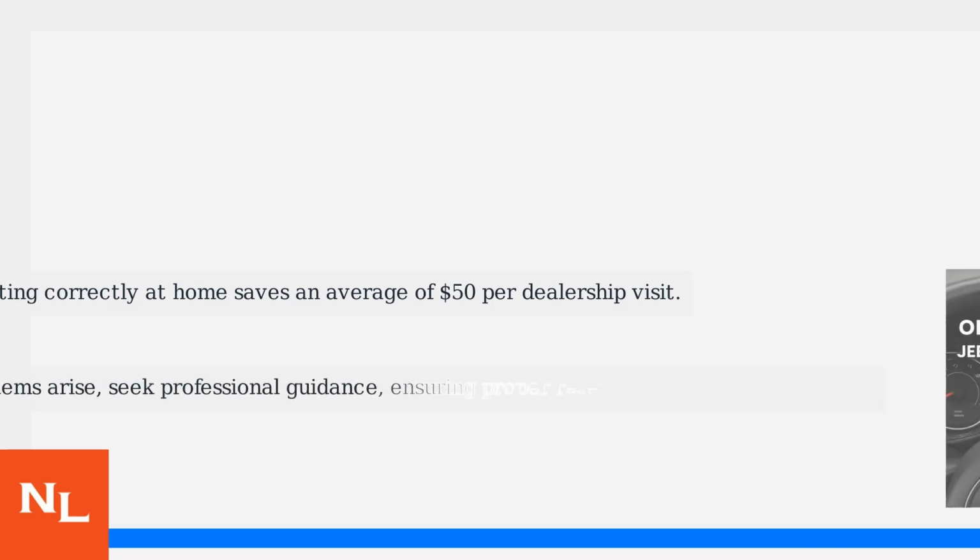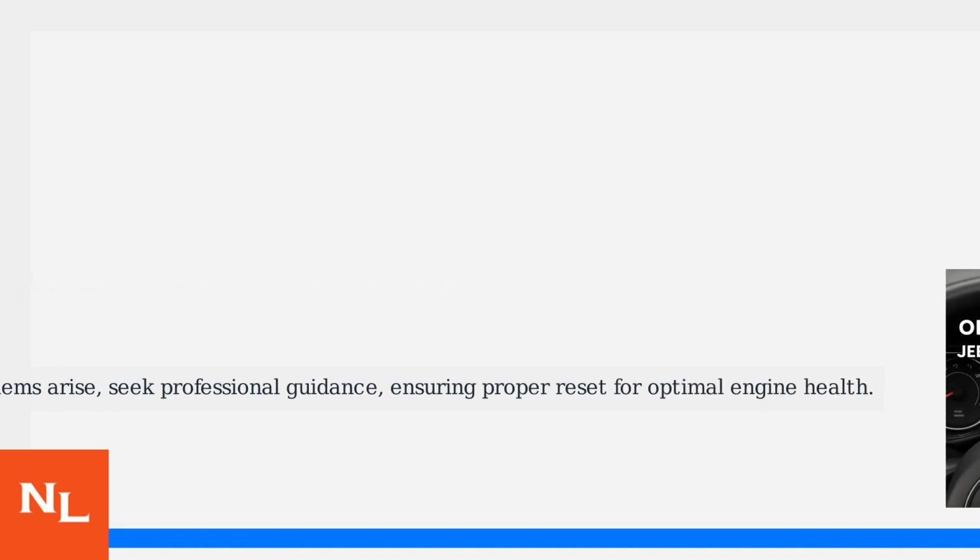If you encounter any problems during the reset process, seek professional guidance from a certified technician to ensure the proper procedure and maintain optimal engine health.